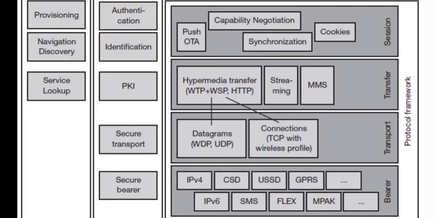Now we'll look at the transport service. Transport services offer end-to-end abstractions on top of the different bearers. They can be either connection-oriented or connectionless. For reliable connection-oriented services, TCP with a wireless profile can be used. For the transport layer, we are using WDP or UDP. In the transport layer you can see WDP, UDP, and on top the word datagram.